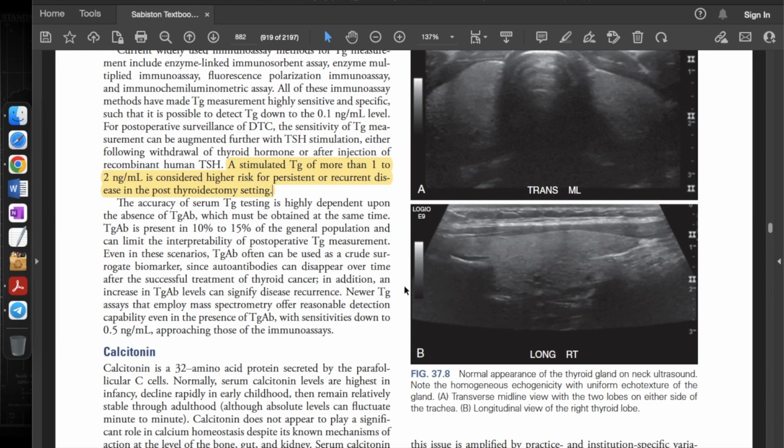Newer thyroglobulin assays that employ mass spectrometry offer reasonable detection capability even in the presence of thyroglobulin antibodies, with sensitivities down to 0.5 nanogram per milliliter, approaching those of the immunoassay.